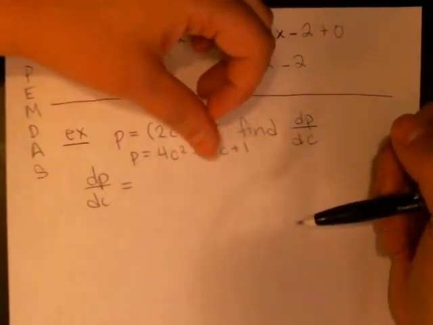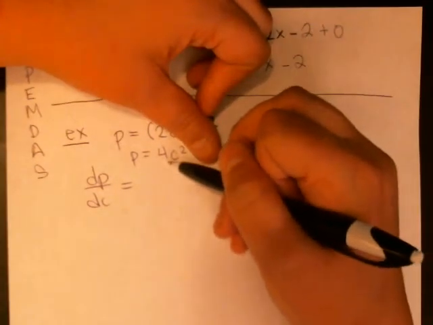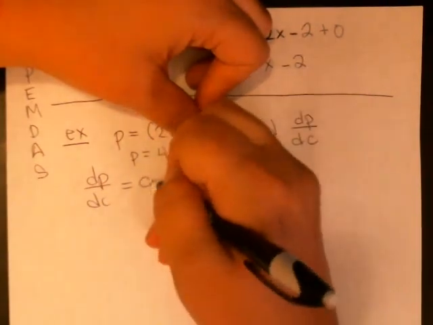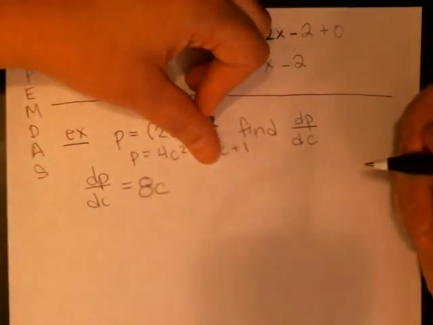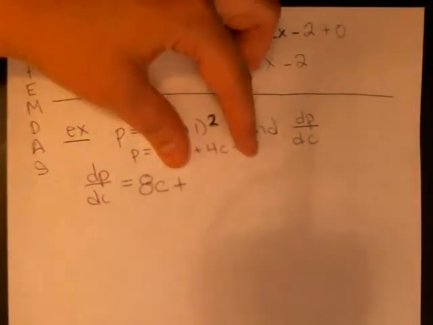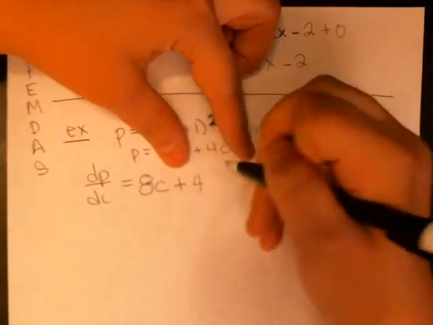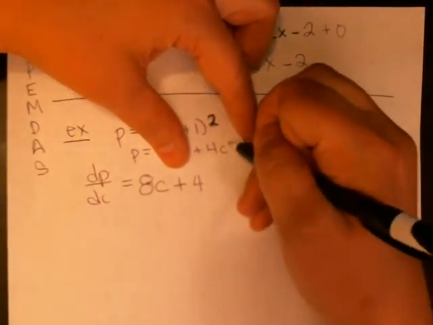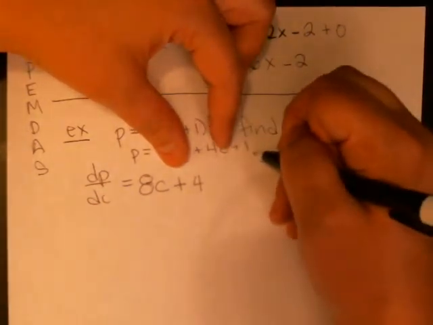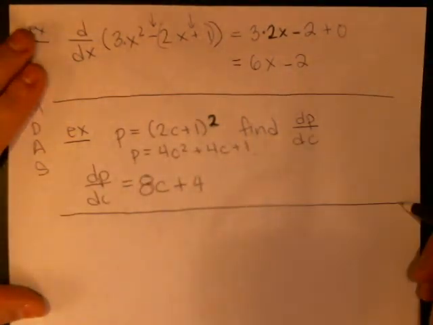I can say, okay, so sum rule first. I look at the 4c squared. The 4 is just going to come along for the ride, and then the derivative of c squared is 2c, so this is becoming an 8c by the time I'm done. And then we move on to the next one. The derivative of 4c is just a 4. So 4 comes along for the ride. c to the 1 becomes 1 times c to the 0. And then the derivative of 1 is 0, so that's all gone. So it ended up being another quadratic, but a little extra step in there.